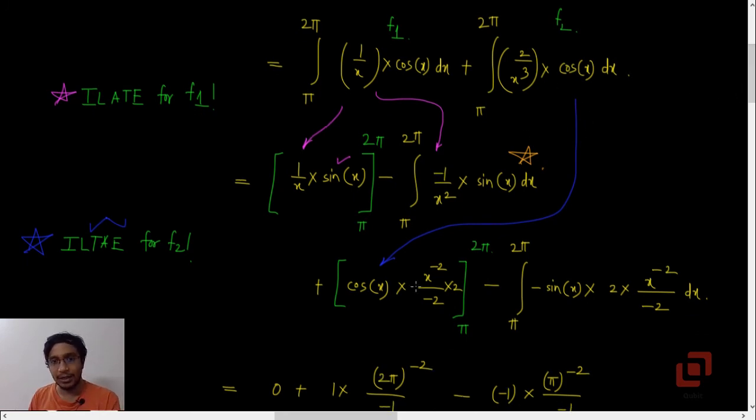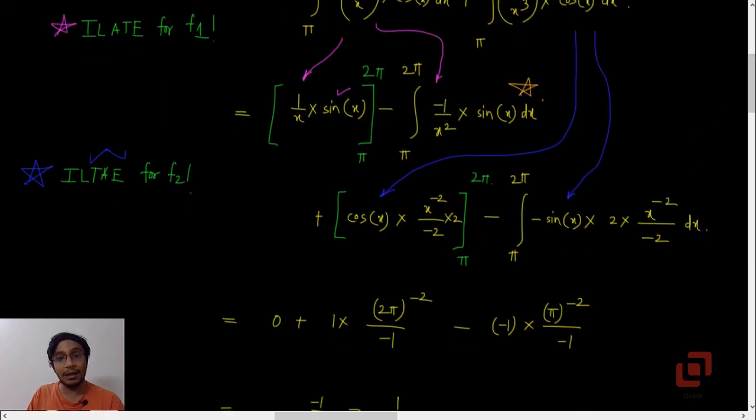So I have already explained the first part, let me do it again. First function as it is into integral of the second, minus integral of the derivative of the first. Now cos's derivative is minus sine, into again the integral of the second function. So 2 into x to the power minus 2 upon minus 2. And now by selecting trigonometric function first and the algebraic function to be the second one, these integrals that make their appearance, you will find that they are equal and opposite.